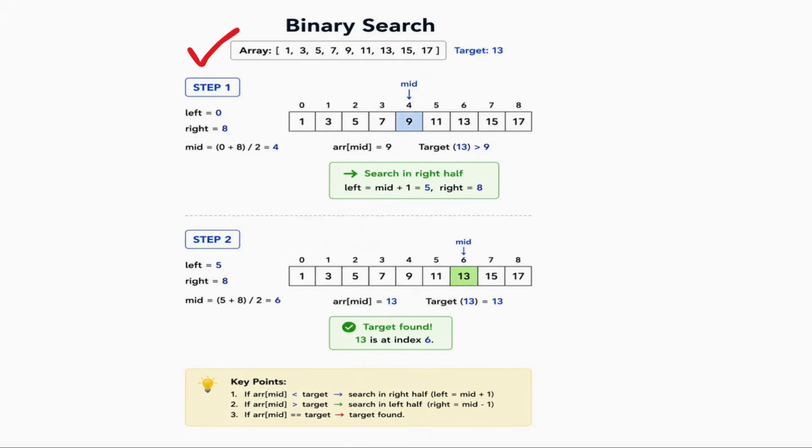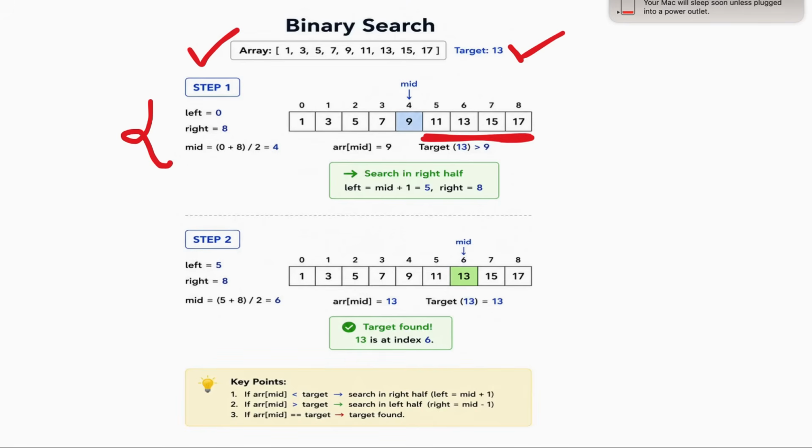Here we have a sorted array, and let's say our target is 13. First, we compute the mid element and compare the element present at mid index with the target value. So the element present at index 4 is 9 and the target is 13. 13 is greater than 9. Since the array is sorted, one thing is clear: 13 cannot be on the left side. So instead of searching the entire array again, we ignore the left half and search only on the right side.